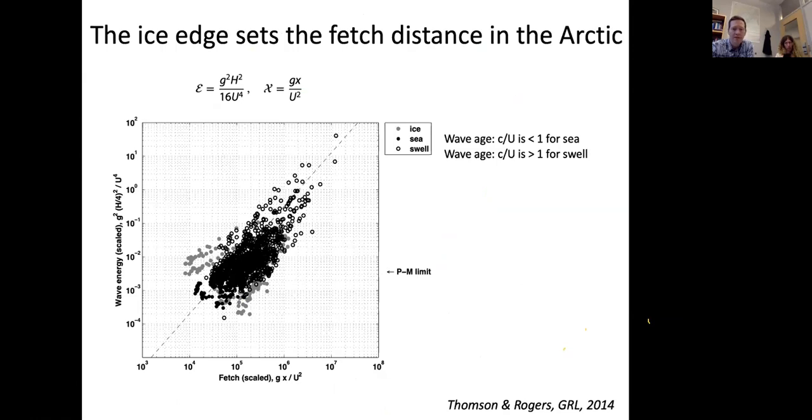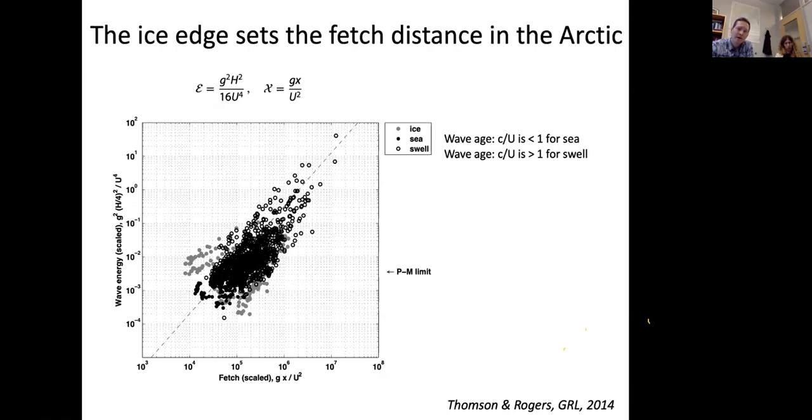And that turns out to be a simple way to understand how big the waves are at any given time. There's some other interesting things in this. There's definitely some scatter. The grayish points that are the most scattered off of the correlation line, those are when there's ice present, and then we expect different things to be happening.